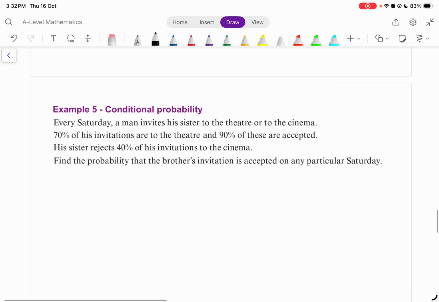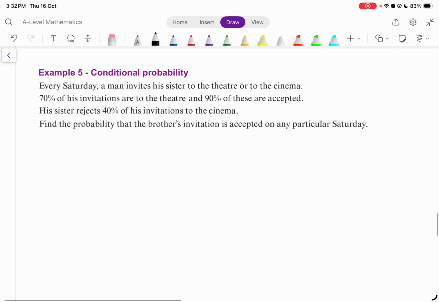Okay, the next one. Every Saturday, a man invites his sister to the theater or to the cinema. 70% will go to the theater, 90% is accepted. Okay, this one is also the same, first and second round, but you will see how. His sister rejected 40% of the invitation to the cinema. Find the probability of the brother's invitation accepted on any particular Saturday.